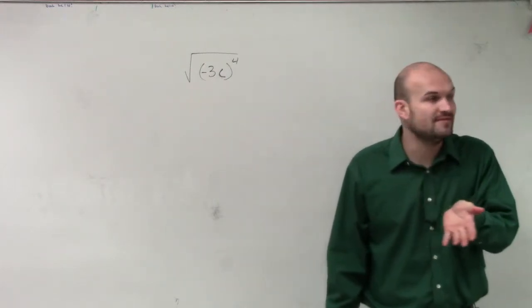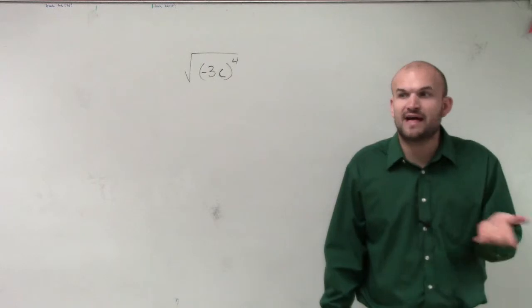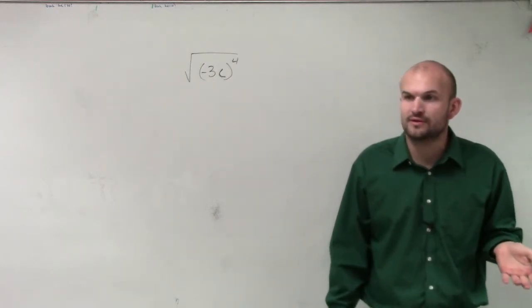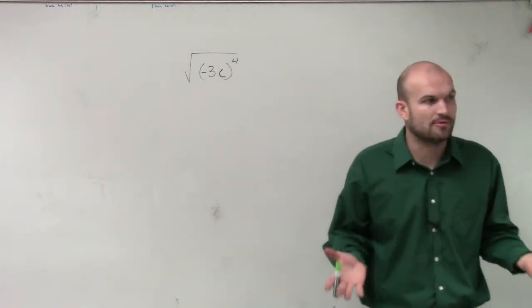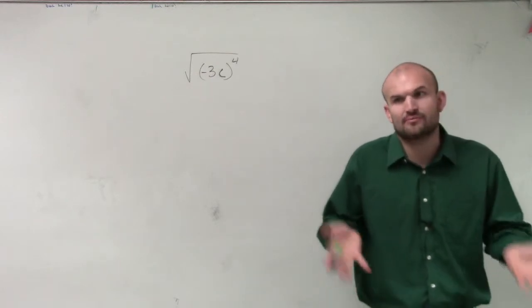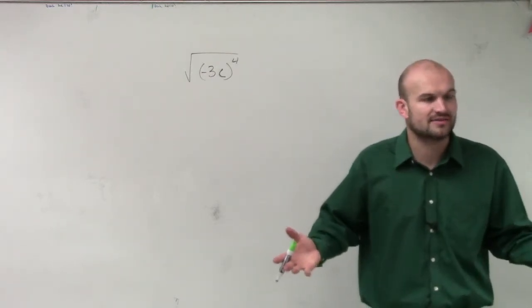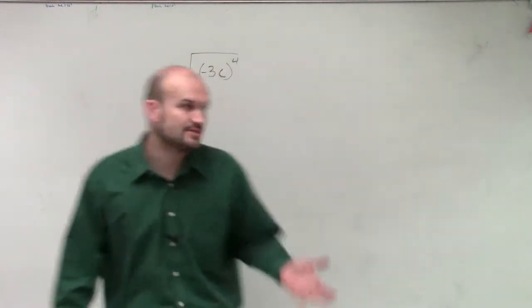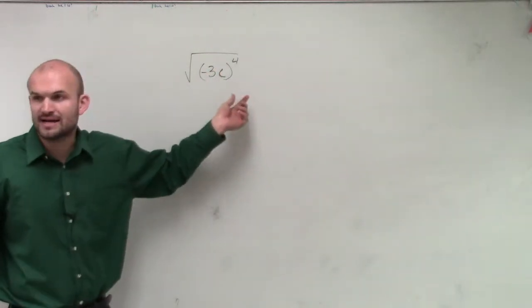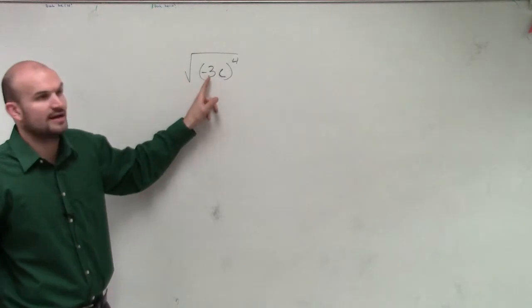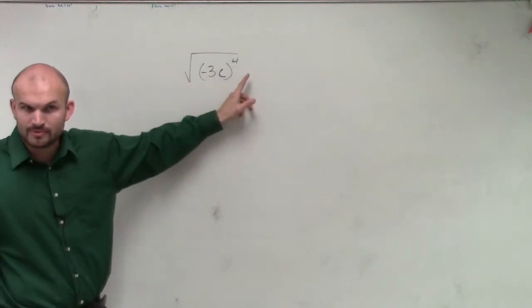So we know that if we evaluated -3 to the fourth, that would be a positive value, right? Because -3 raised to an even exponent is still going to produce a positive solution. So it's OK. We're not taking the square root of a negative number because our negative number is raised to an even power, which would make it positive.